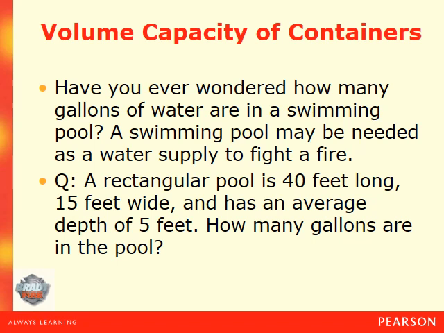Alright, have you ever wondered how many gallons of water are in a swimming pool? A swimming pool may be needed as a static water supply to fight fire. A rectangular pool is 40 feet long, 15 feet wide, and has an average depth of 5 feet. I know that most pools range from about 3 feet to 8 feet on the deep end, so they split the middle and got an average of 5 feet.